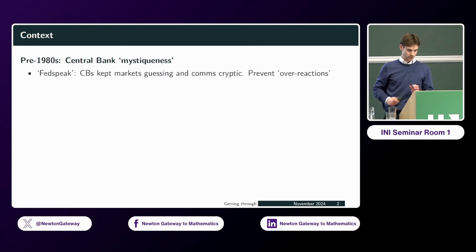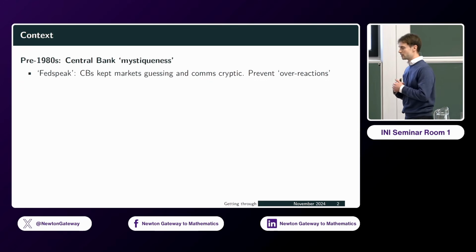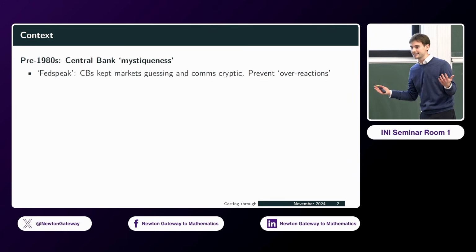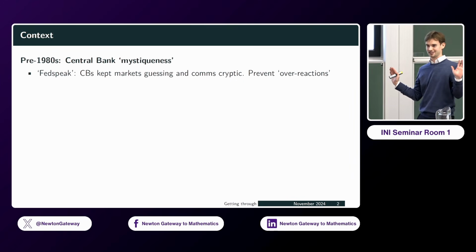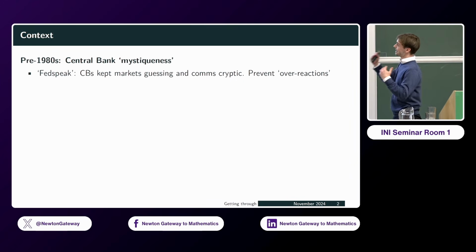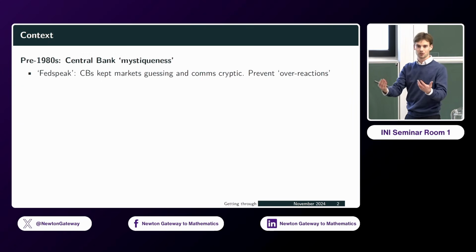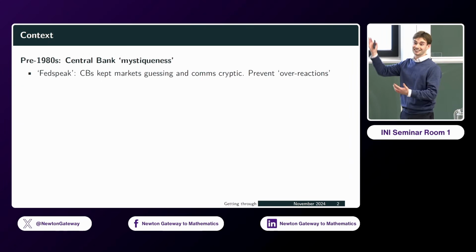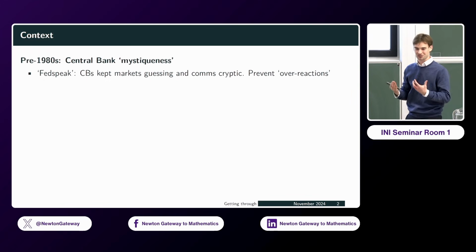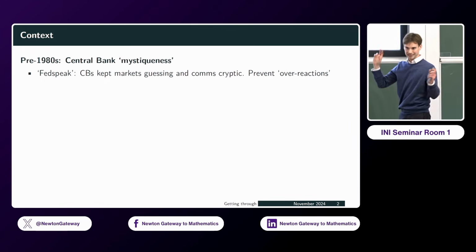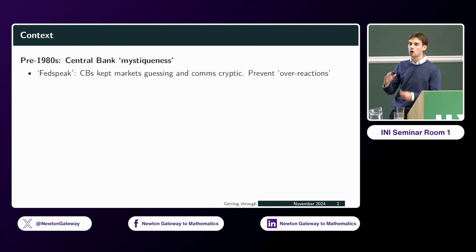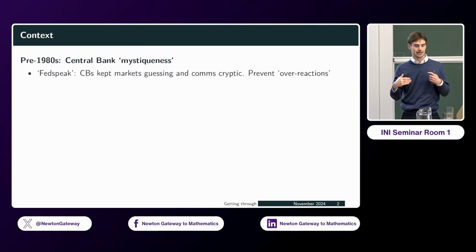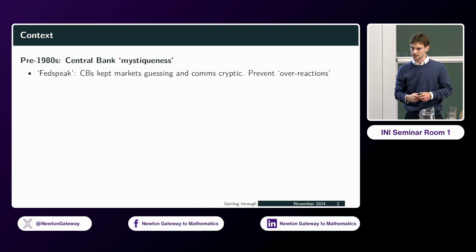So I will start with some important context. Within the world of central banking, communication was in many ways not a thing up until relatively recently. Up until the 1980s, central banks were actively trying not to communicate information. Up until relatively recently, they wouldn't even communicate what the interest rate was. And this was referred to as Fed speak. Central banks tried to keep markets guessing, and the idea was that if you keep communications cryptic, then this would prevent overreactions from the markets.